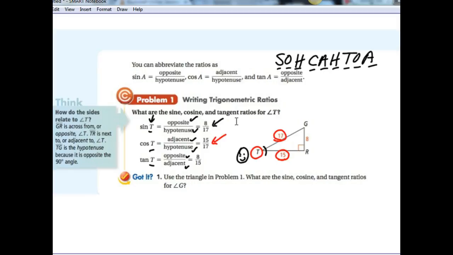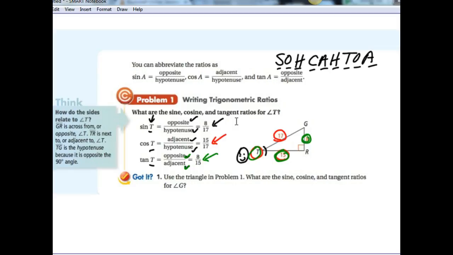And then finally, if you're doing the tangent of an angle, tangent means opposite over adjacent. So again, if we're looking from the perspective of t, opposite would be 8 and adjacent would be 15. And so that's where they're getting the ratio of 8 over 15. Okay? Now, let's try the got it section.